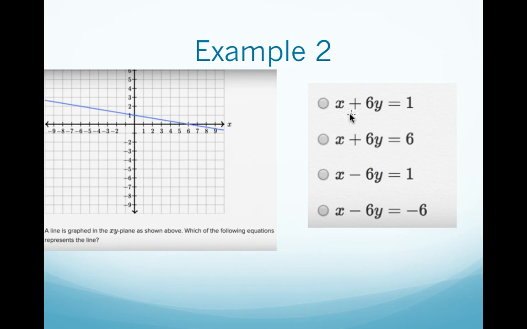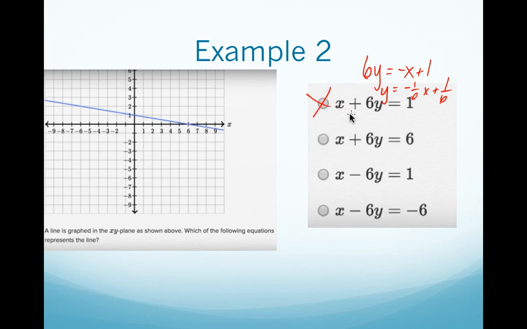So here's another one. We've got another equation. We want to figure out which equation represents the line. None of these are in y equals mx plus b form. So we can do a couple of things here. We can solve these for y equals mx plus b. For example, for this first one, that would look like moving the x over. So 6y equals negative x plus 1, and then dividing everything by 6. So y equals negative 1/6x plus 1/6. And here, that's not going to be it because our y-intercept is 1/6. So we know that choice is incorrect.